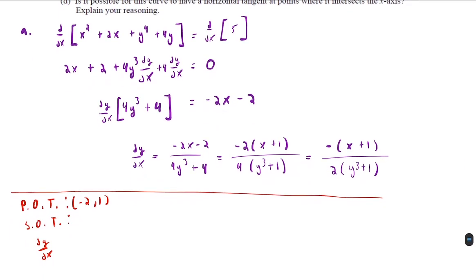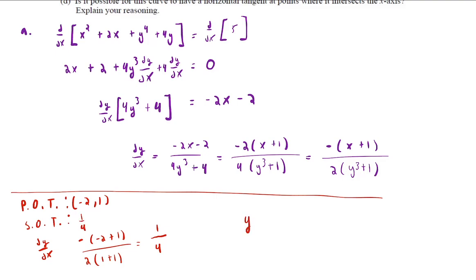So we're just going to be plugging into that. The slope of the tangent line is going to be negative, x is negative 2, negative 2 plus 1 over 2 times y cubed is 1, plus 1. You work this out a little bit. This is negative 1. So this is positive 1 over 2 times 2, which is 4. So our slope of the tangent line is 1/4.